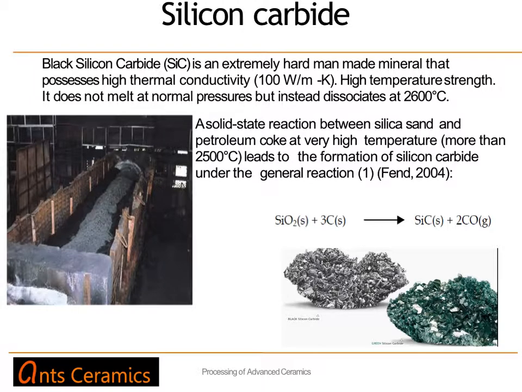That is why these are being used widely as kiln furniture, and then fixed and moving turbine components, silicon carbide seals, pump valves, and heat exchangers, and many applications are also found in semiconductor wafer processing. The manufacturing of silicon carbide happens by a solid state reaction between silica sand and petroleum coke at a very high temperature, more than 2500 degrees centigrade, which leads to the formation of silicon carbide under the general reaction.